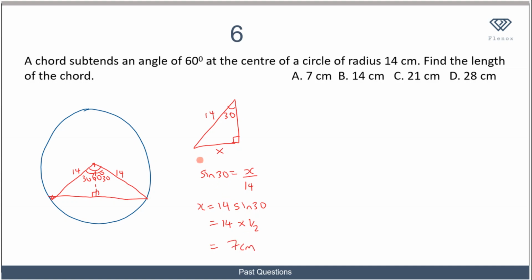So the length of this section over here is what? 7 cm. So if the length of this section over here is 7 cm, we know that the length of this section here will also be 7 cm because they are congruent triangles, they are the same triangles. So we just add the lengths together. So we have 7 plus 7. So the chord length is going to be 7 plus 7, and that gives us what? 14 centimeter. So the correct option is option B, 14 centimeter.